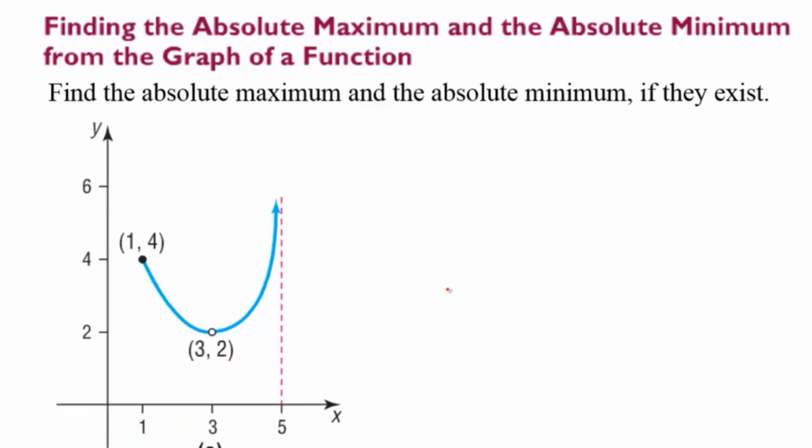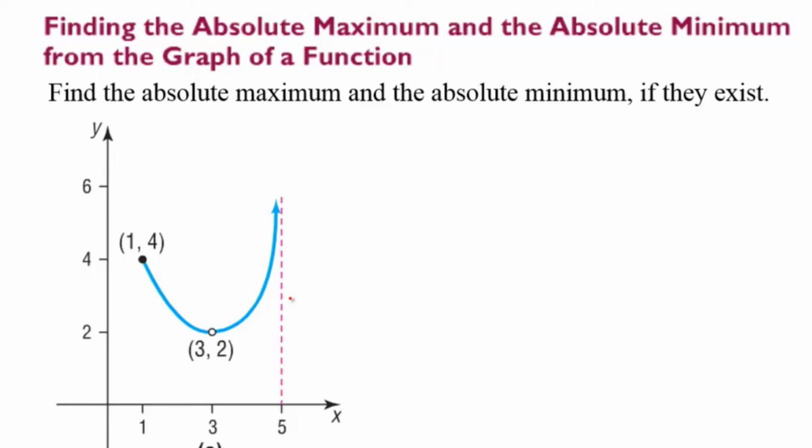One last graphic. So this is a U-shaped graphic. We got a hole in the graph at 3, 2, which appears to be the low point of the graph. And then to the right we have what's called a vertical asymptote at x equals 5, and the graph gets closer and closer to x equals 5 and keeps rising.